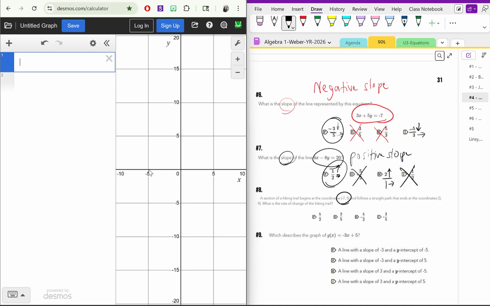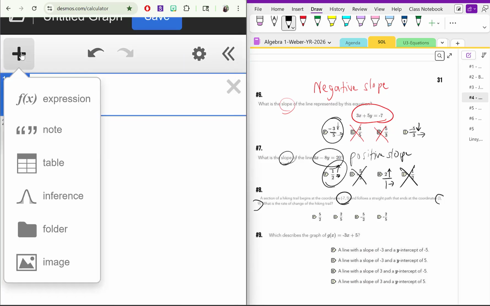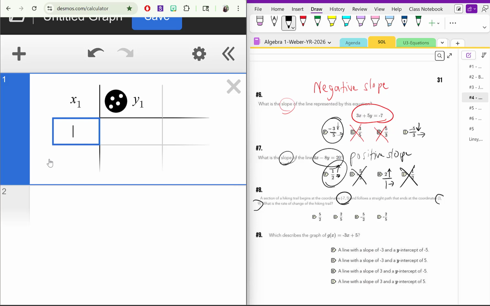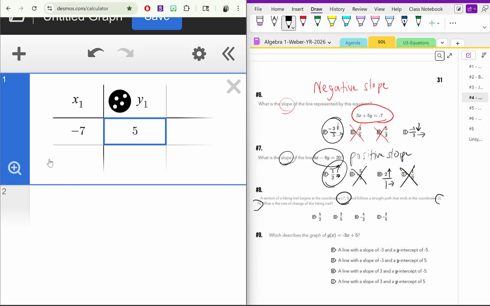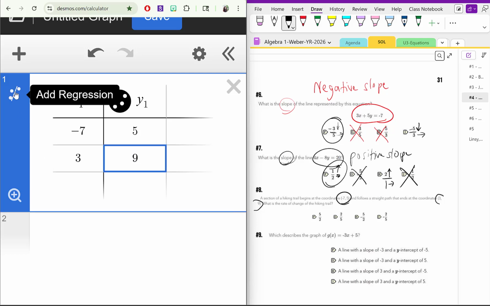So remember, when we have 2 points, you're supposed to type in a table. So I'm going to zoom in. So you're going to click this plus sign. You're going to do table, -7, 5. And then the other one is 3, 9. Remember that Desmos has the new button this year. You're going to click add regression.